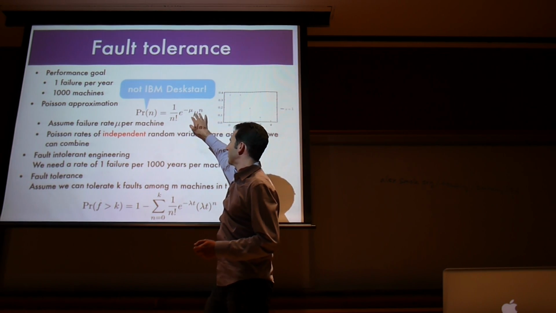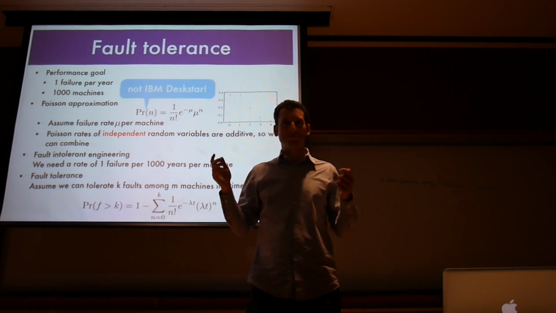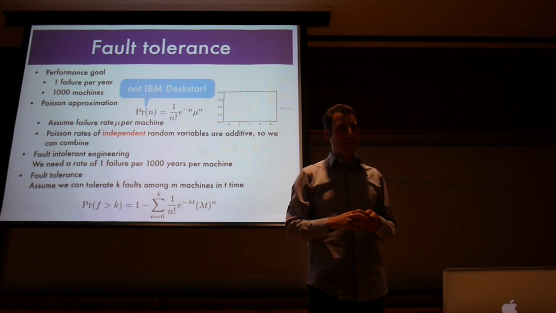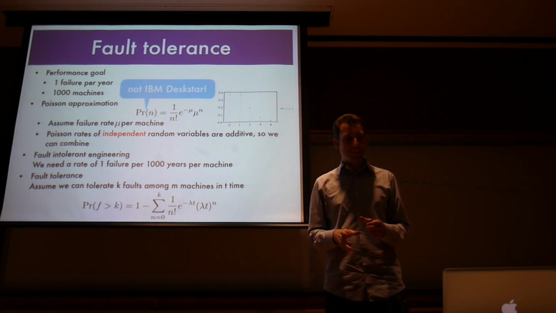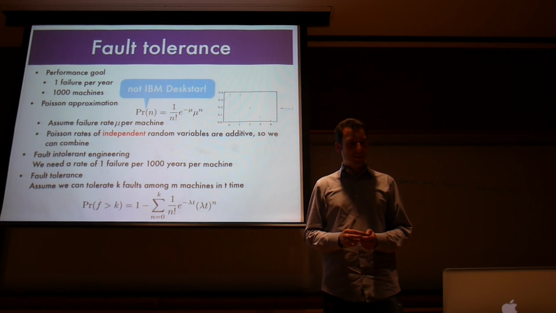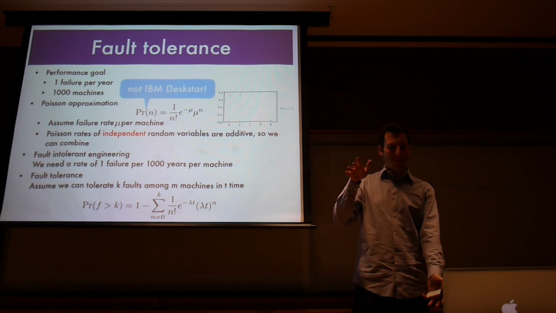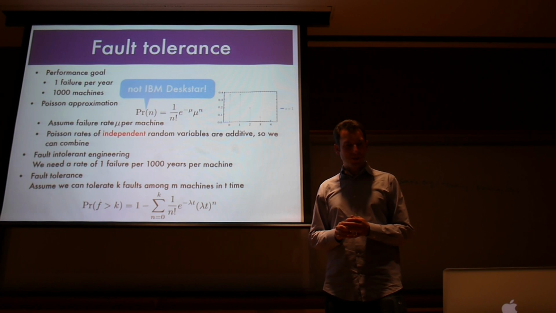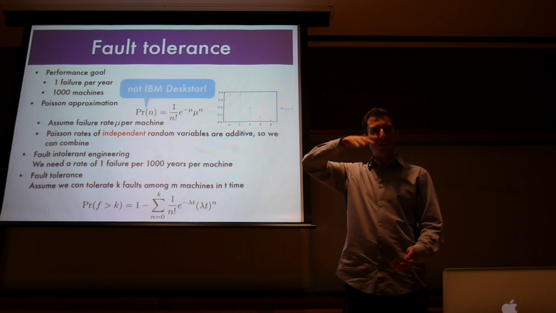So the assumption is that the failures are not distributed like the infamous IBM Death Star from, I think, about 6-7 years ago, where very quickly, fairly deterministically, things would fail after a given runtime. So I'm assuming that I don't have anything that's really maliciously bad in the system. The good thing is that the Poisson rates of independent random variables are additive, so we can just combine them. And so the point is, let's just look at how our error probability behaves depending on how many faults I can tolerate.